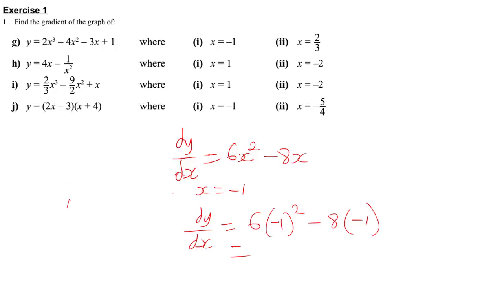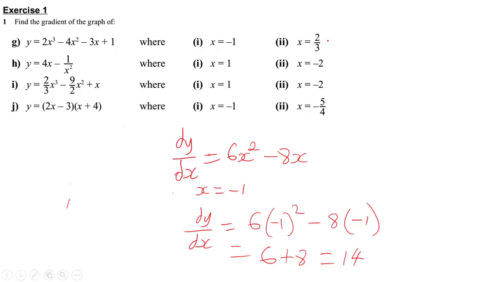Remember BIDMAS. So negative 1 times itself is going to be 1, and 1 times 6 is 6. And then coming here, we open the bracket first. So 8 times negative 1 is negative 8. So minus 8 becomes plus 8. So the answer to that is going to be equal to 14. Okay. So all you need to do is basically subbing in.